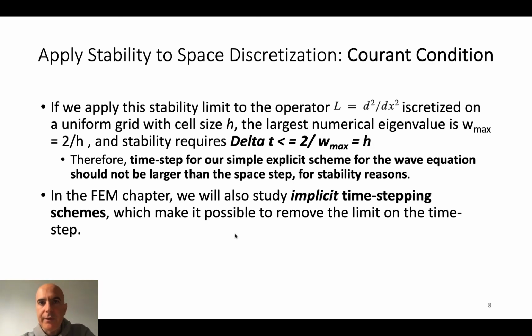In the finite element chapter, we'll also study implicit time stepping schemes, which make it possible to remove the stability condition. Those schemes are called unconditionally stable. But when we have finite differences and no implicit time stepping, we're always going to have a stability condition. In this case, delta t must be less than or equal to h.